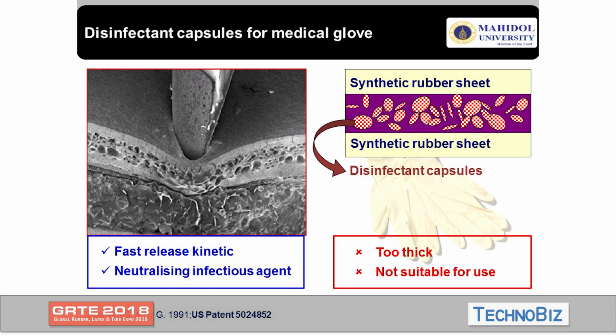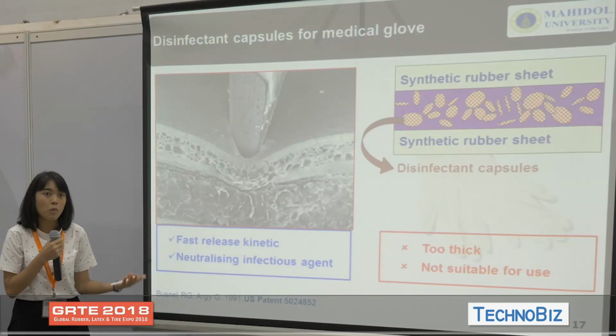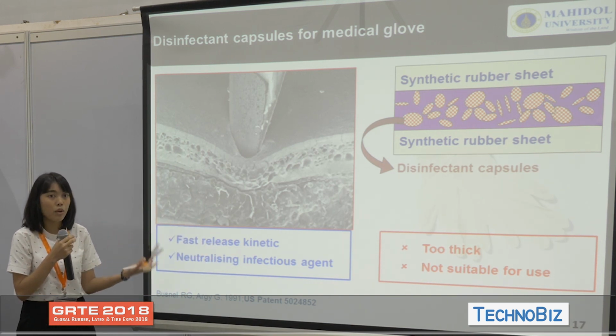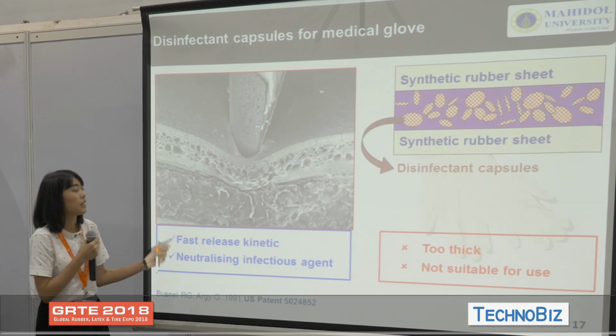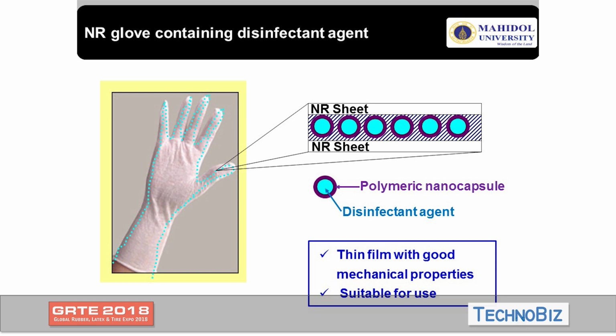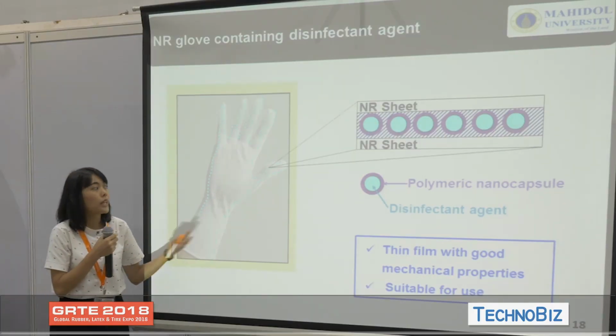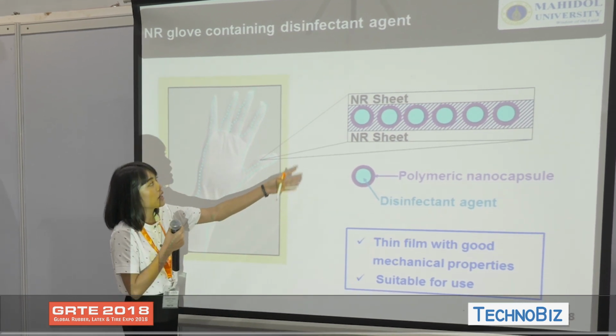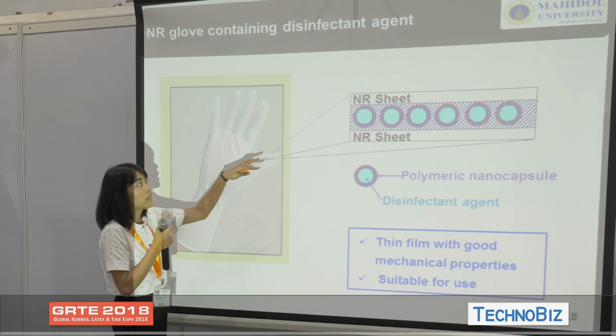And unfortunately, in this work, synthetic rubber was used to make the glove. So, if medical personnel wear this type of glove, it's difficult to use or carry small equipment like a needle. So, we developed a new model for a glove containing disinfectant agent. We used NR instead of synthetic rubber, and we used nanocapsules to encapsulate the disinfectant agent inside the nanocapsule and then insert it into the glove.